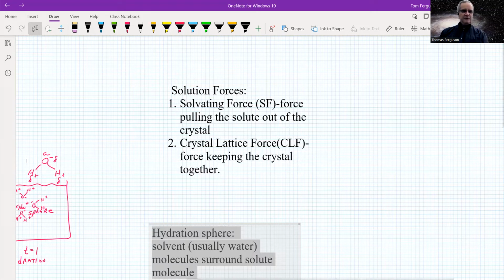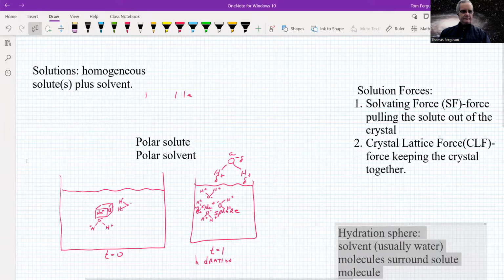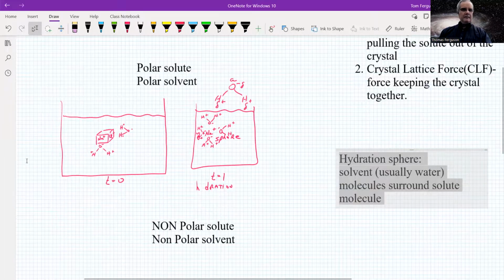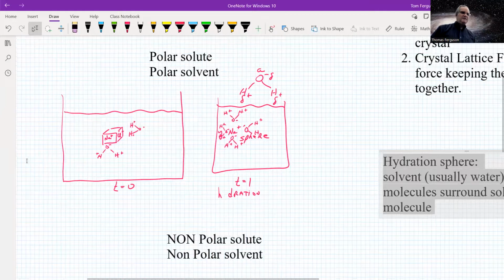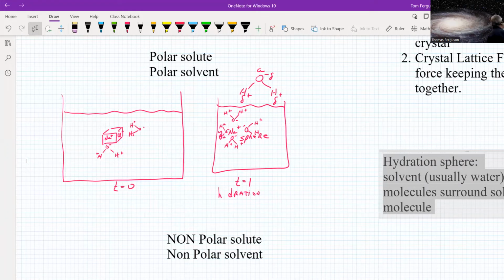Okay, so let's look at this. We're going to take a polar solvent and a polar solute. Sodium chloride is a good example of a very polar solute. We're going to dump it in some water. And you all know what happens when we put salt in water and stir it up really well: it dissolves. So this is what's going on when that happens.